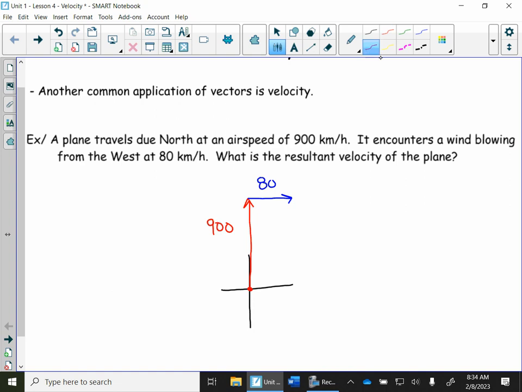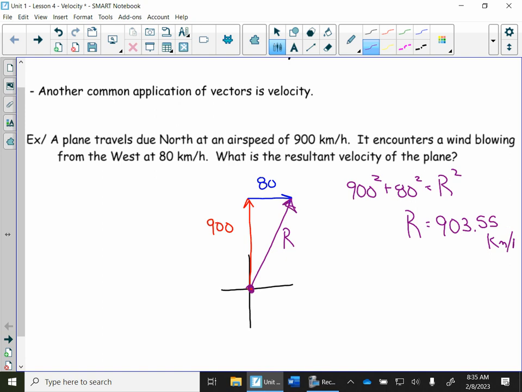Well, the resultant, according to vector addition, would be from the tail of the first to the tip of the last. That's our resultant. Now the nice thing about this diagram is it's a right angle triangle. This is just a Pythagoras question. So we can do 900 squared plus 80 squared is r squared. In other words, r is the square root of all that stuff. I got 903.55. That's kilometers an hour. That's how fast the plane is going. So it picked up some speed because of the wind.